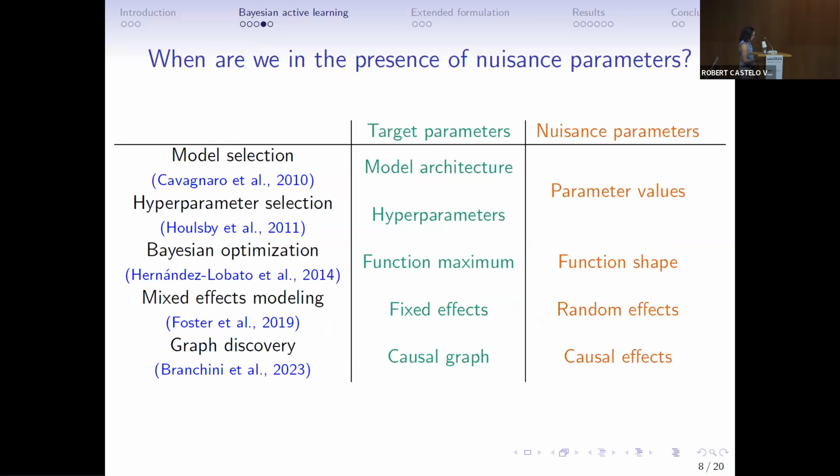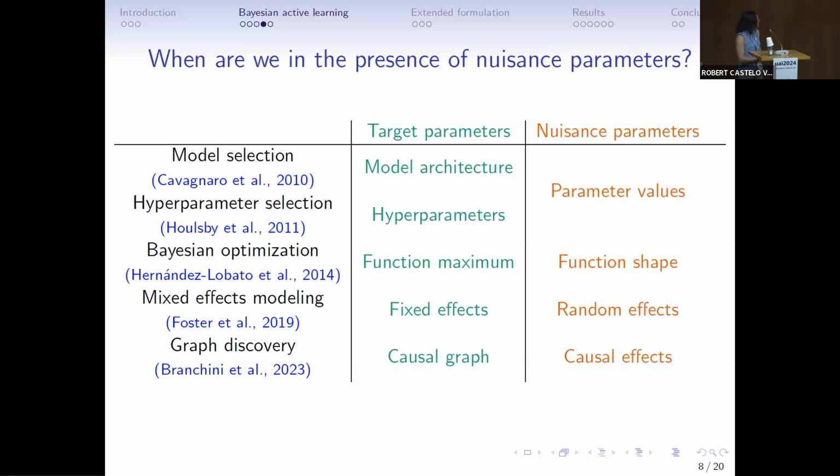What I'm showing up here are problem settings to which Bayesian active learning has been, or has been proposed to be, applied. What all of these have in common is that solving the problem doesn't actually require a full characterization of the data generating process. You want to just hone in on some small part of the data generating process.